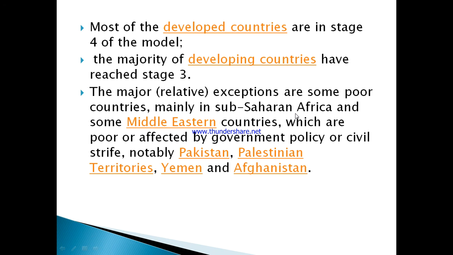Most of the developed countries are in stage 4 of the model. The majority of developing countries have reached stage 3. The major exceptions are some poor countries, mainly in sub-Saharan Africa and some Middle Eastern countries, which are poor and affected by government policy or civil strife, notably Pakistan, Palestinian Territories, Yemen and Afghanistan.